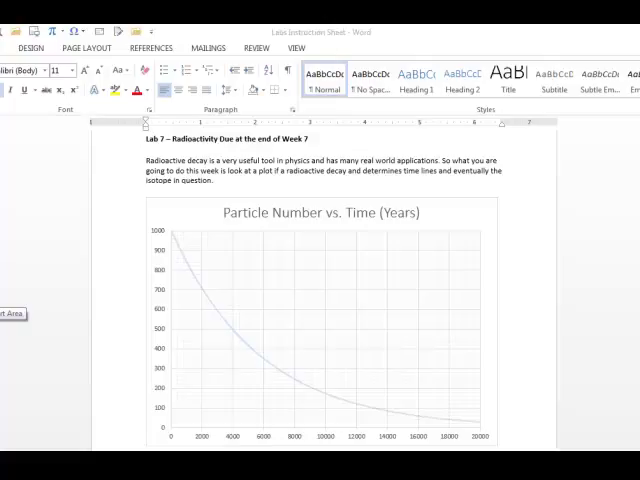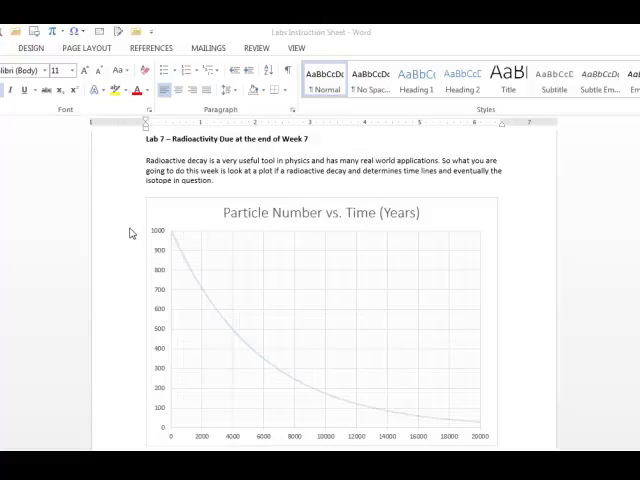So radioactive decay is a very useful tool in physics and has many real-world applications. So what you're going to do this week is look at a plot of a radioactive decay and determine timelines and eventually the isotope in question.